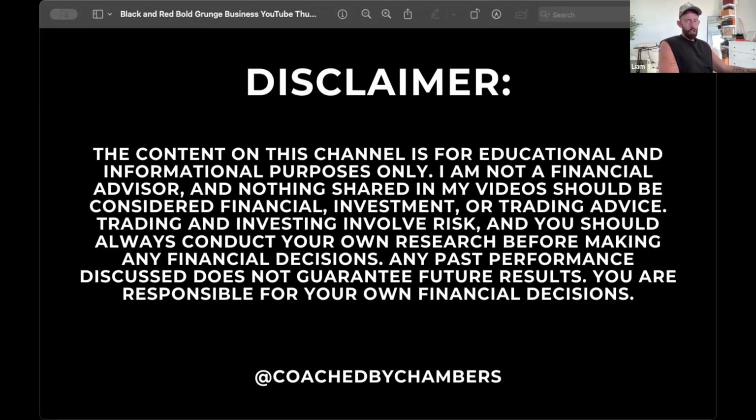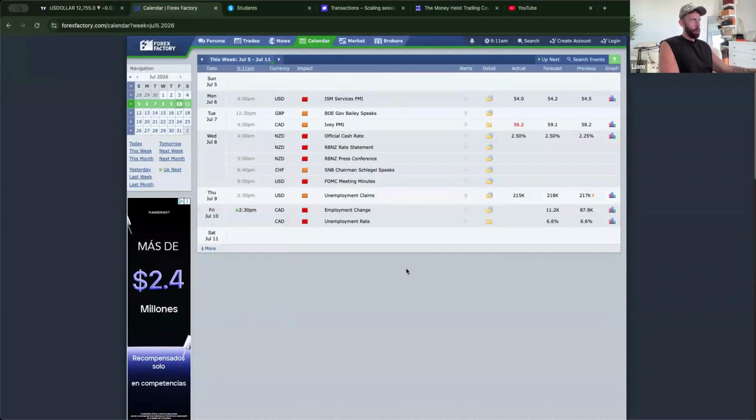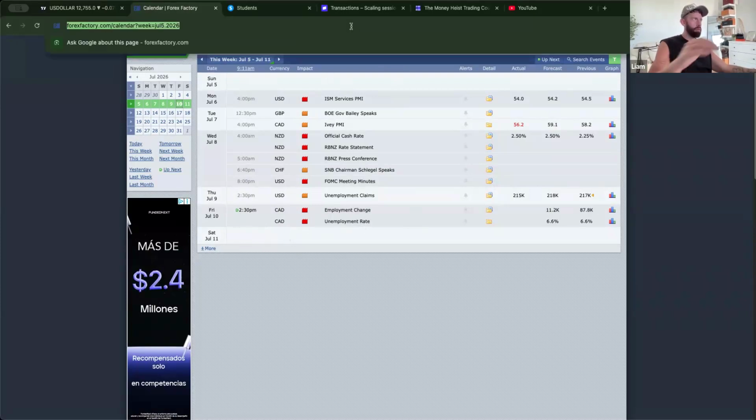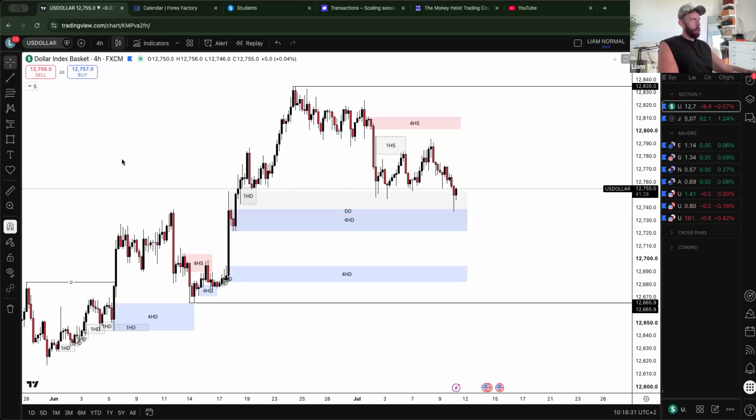Okay, so let's have a look at what is going on. We've had some movement yesterday, so I'm excited for this one. Going into today, we have Canadian dollar red folder news, employment change and unemployment rate at 2:30. So that's definitely something to keep an eye on if you are trading a Canadian dollar pair. But other than that, we have nothing. Let me just refresh in case anything's changed yet. Nothing to discuss in regards to, of course, the US dollar.